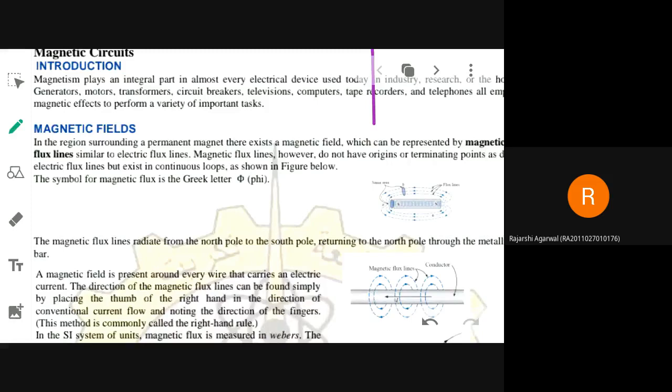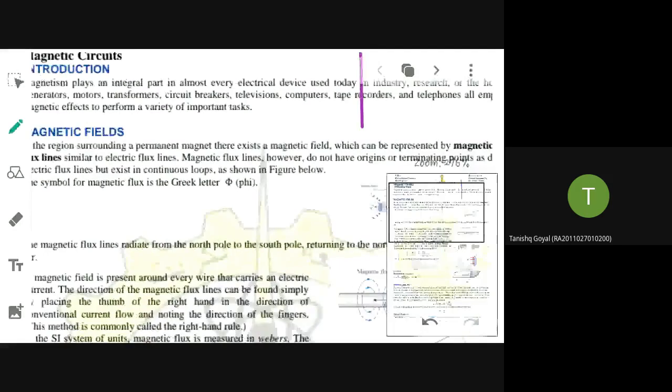Magnetic circuit. So tell me, whatever mechanisms or machines or equipment that are forming a magnetic part. Do you know any in your daily life that you are using? Motor, ma'am. Yes, motor. All right. Some examples are given here in the first paragraph.